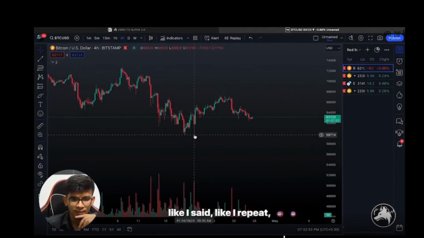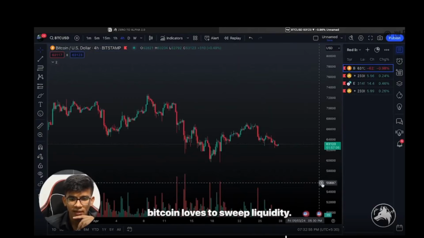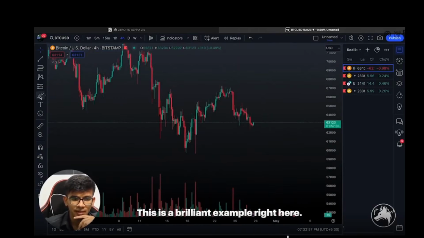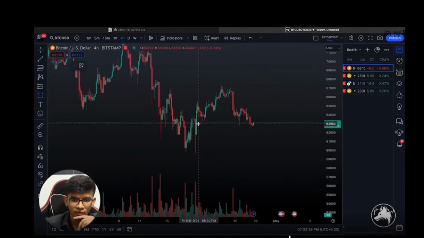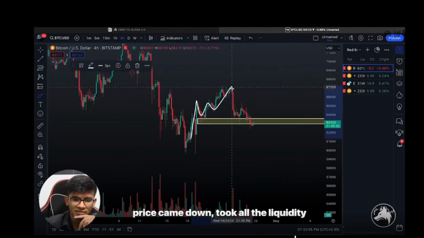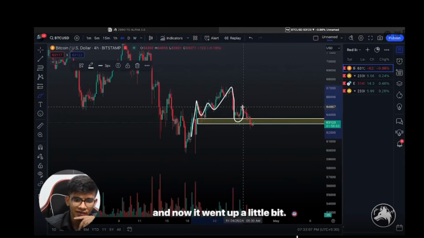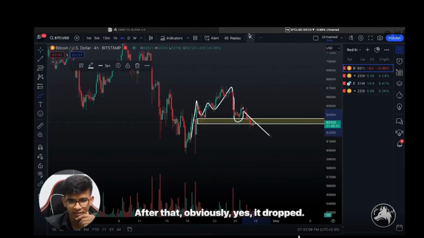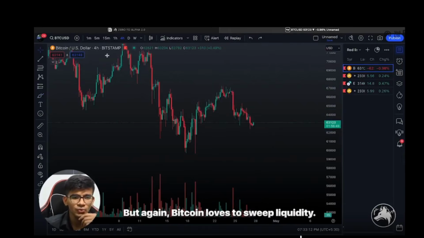Bitcoin, like I repeat, loves to sweep liquidity. This is a brilliant example right here. So we've got a support region here, right? What happened? Price was making a bullish structure, price came down, took all the liquidity, and now it went up a little bit. After that, obviously, yes, it dropped. But again, Bitcoin loves to sweep liquidity.